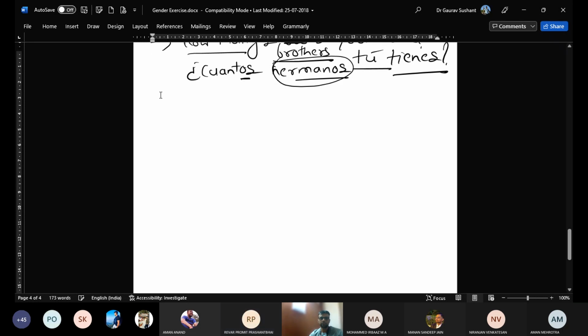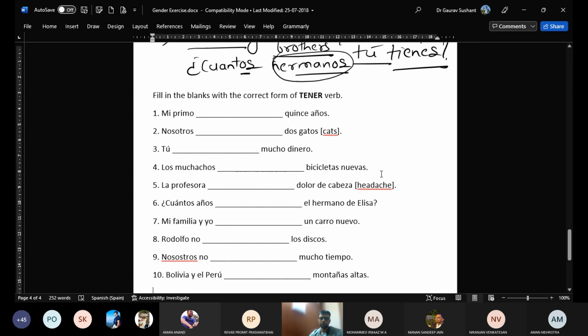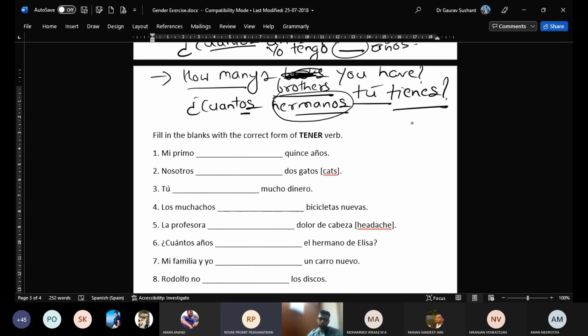Sir, you told that masculine means we need to use cuántos with it? Cuántos, yes. But if it is a feminine noun after the question, it has to be cuántas. I'm writing the complete word, cuántas. Since clase is feminine, you have to start with cuántas. Cuántas clases tú tienes? How many classes do you have?